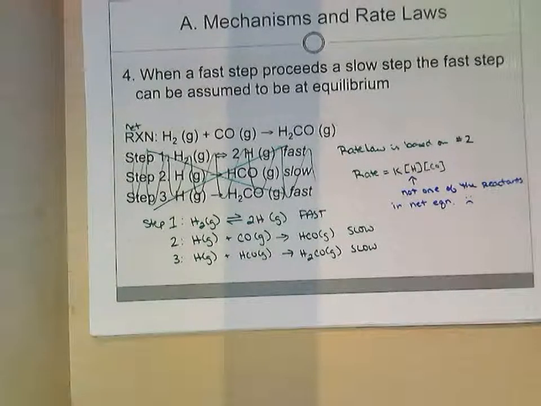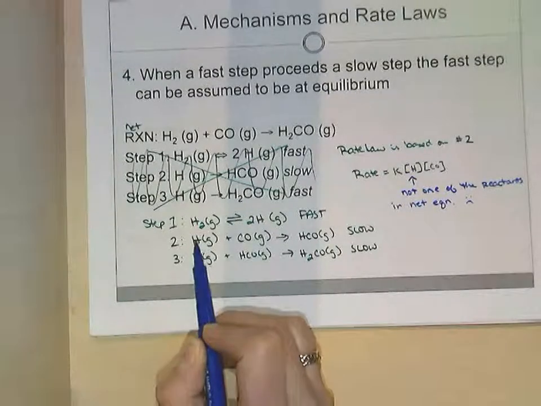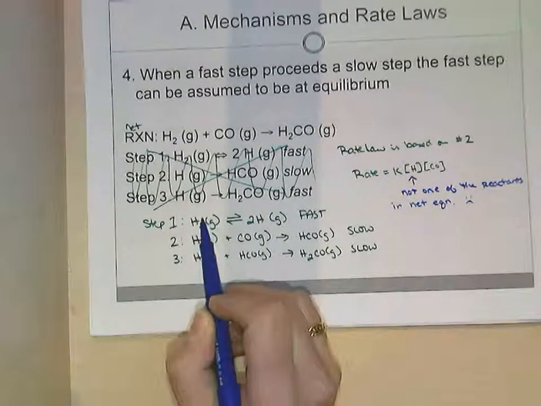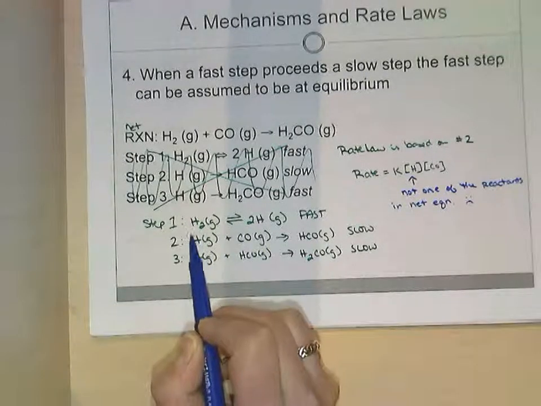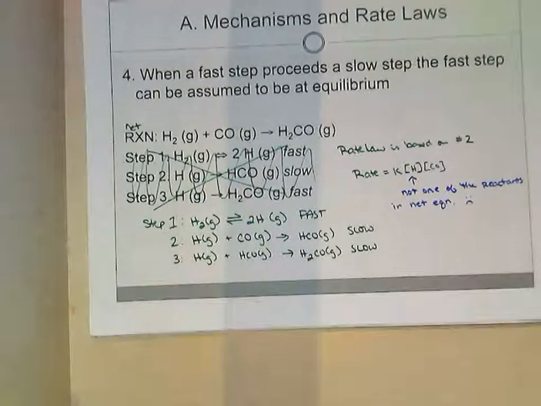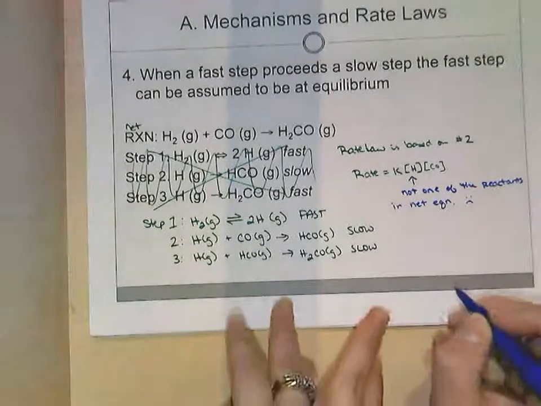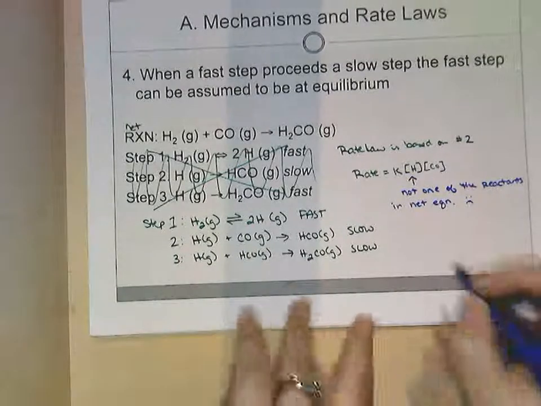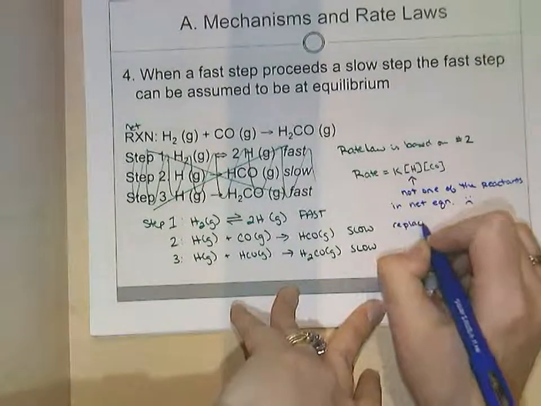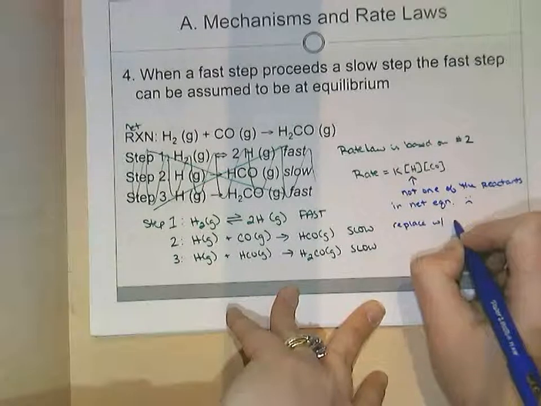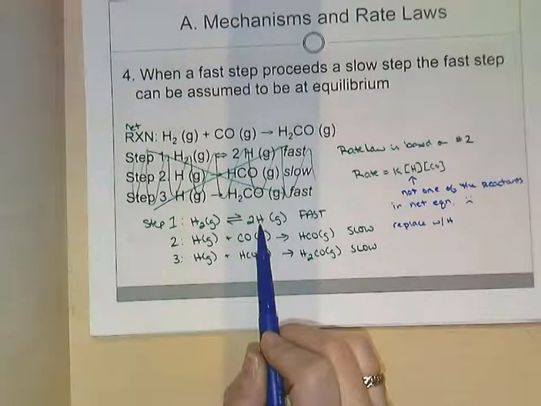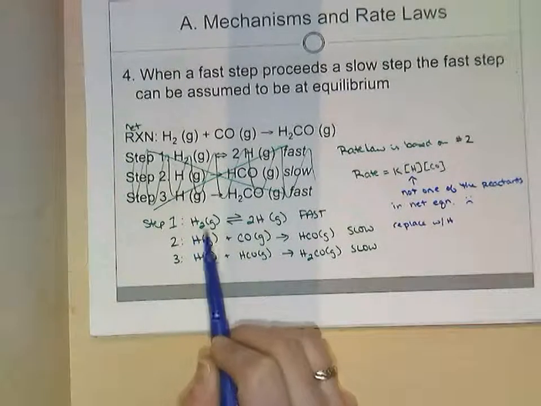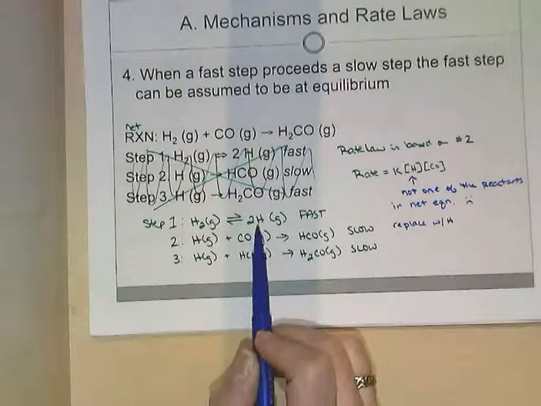I have a relationship between single H and H2, right? Two H's is H2. Is H2 something I can use in the rate law? Right, I can use it because it's in the original reactants. So what's the relationship between this H and that guy? It's an equilibrium. What's the ratio? Right, 2 of those to 1 of those.